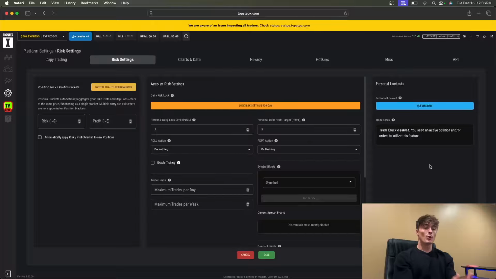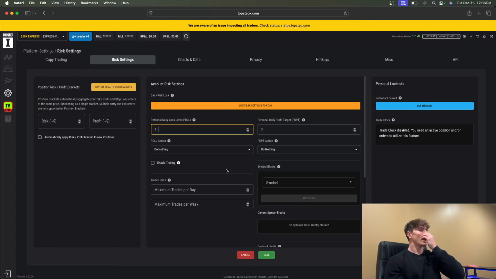So if you are trading on Project X and you have issues with FOMOing, over trading, revenge trading, risking too much, go in here and set some limits. If you only want to risk 500 per day, go in here and type in 500. If you only want to take 1 trade a day, maximum trades per day, put in 1. It's not rocket science. I don't understand how people break their risk management plan.